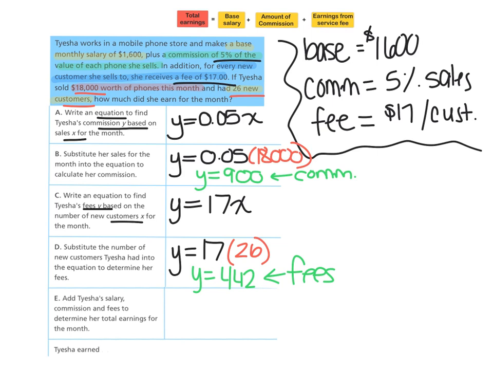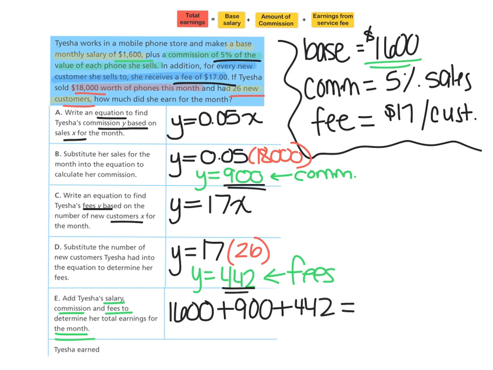All right, and finally, we're going to add together her base salary, the commission, and the fees to figure out her total earnings for the month. Well, her base salary we knew up top was $1,600, plus her commission was $900 this month, plus her fees was $442. So when I add those three numbers together, I will figure out how much she makes in this month. And she makes $2,942 in total.